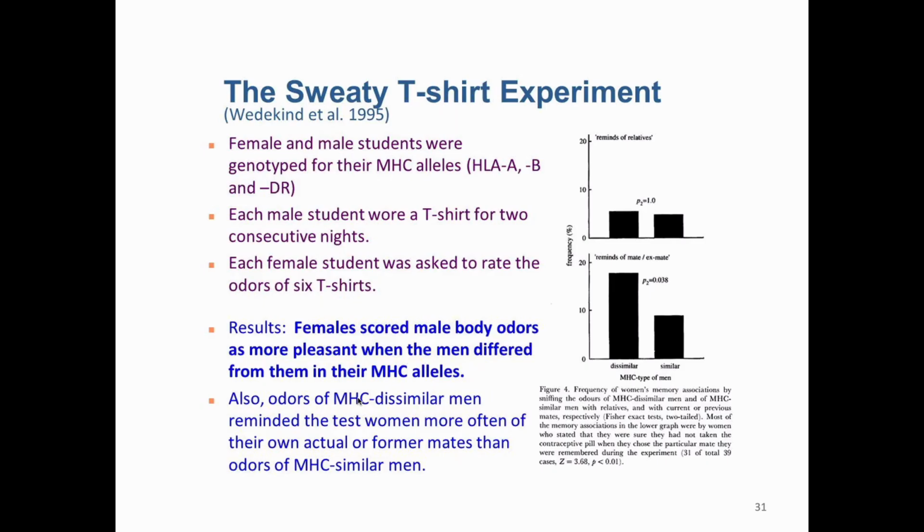So what they actually did is they took a whole bunch of male and female students, and they looked at their MHC types, and they made a male student wear a t-shirt for a while. And I remember that they had to work out in the t-shirt and get sweaty in the t-shirt. It is specifically known as the sweaty t-shirt experiment. And then they gave them to the female students to ask them which one smelled the most attractive.